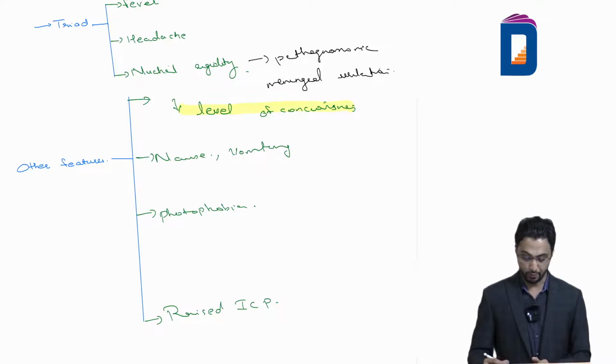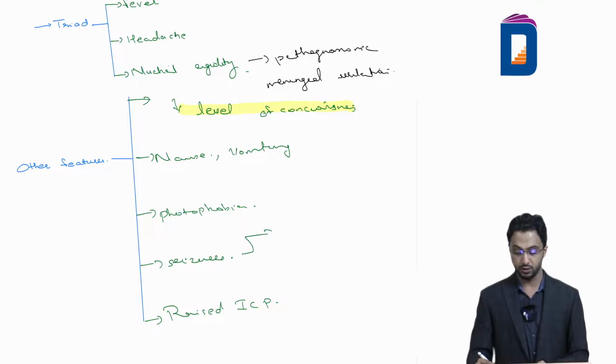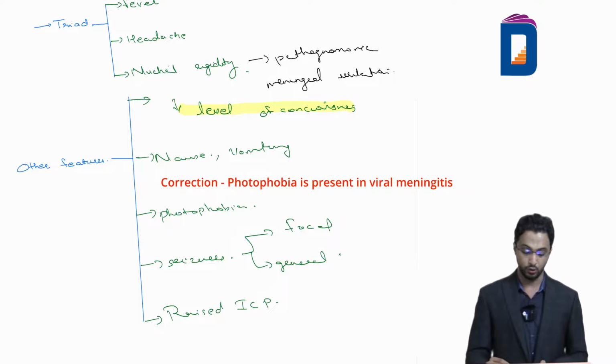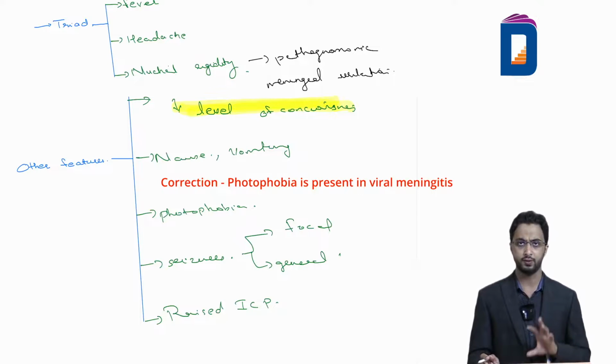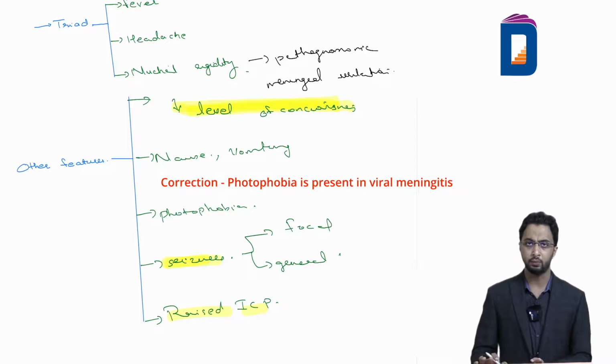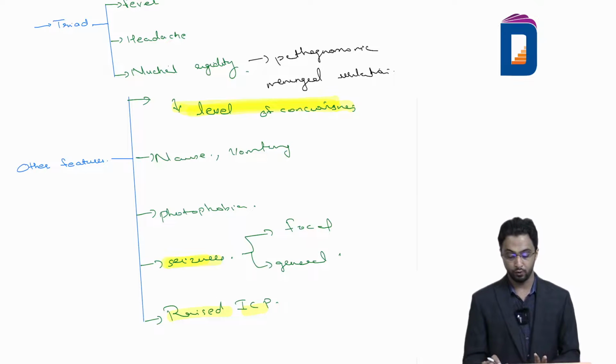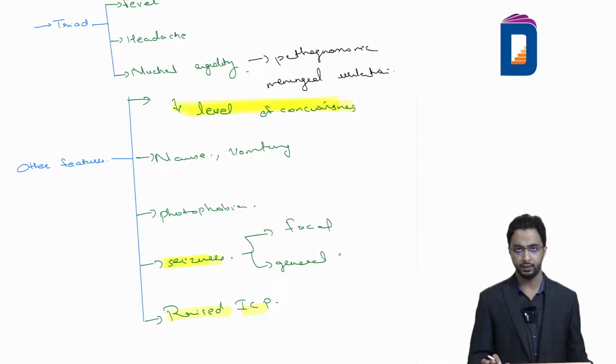One more thing, there are going to be seizures, both focal seizures and generalized seizures. So one correction: in viral meningitis, I told you there is less decreased level of consciousness. Consciousness is not affected much, and more importantly, there are going to be fewer seizures. Raised ICP is going to be there, but it is not as high as in bacterial meningitis. That's how you differentiate clinically between viral and bacterial meningitis.